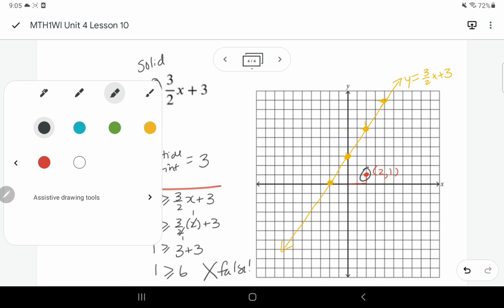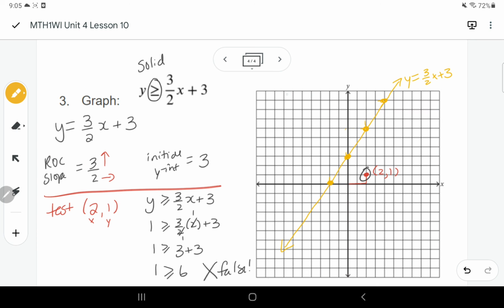So I'm going to pick a highlight color here and just shade in the area up above that line. I'm not shading in the test point because the test point ended up being wrong. 1 is not greater than or equal to 6.